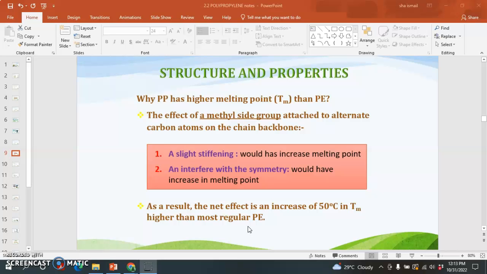Also, interfering with the symmetry will increase the melting point. And as a result, the net effect is an increase of 50 degrees C in Tm, higher than most regular PE. Okay, so PE, dia punya boiling point dia around 100. Okay, so for PP around 150 to 160.